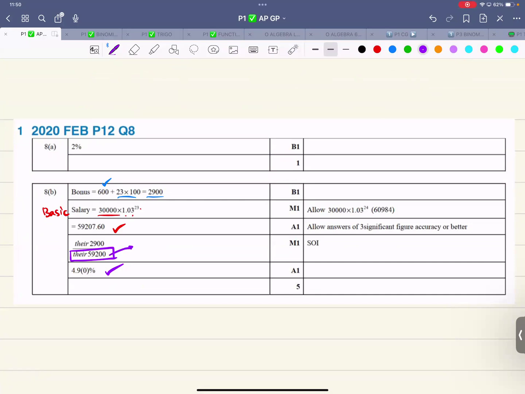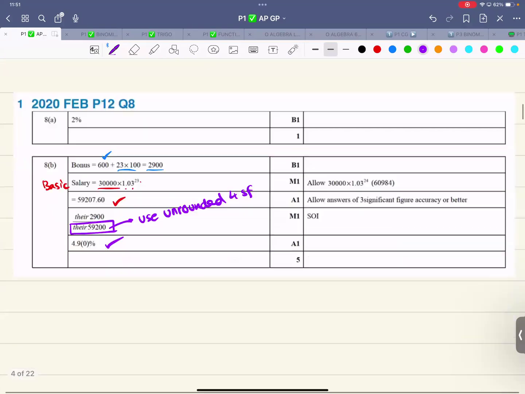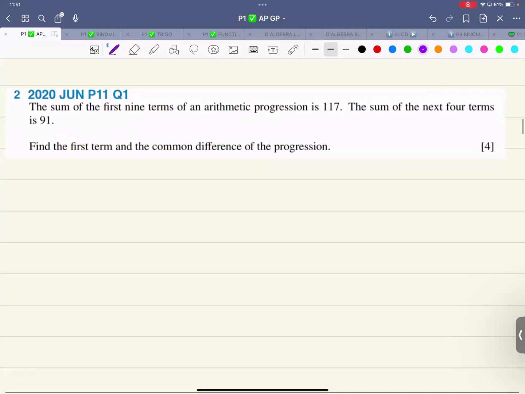In my view, this is their 59200. That means they have used this value. You people must have used some other value. So officially, you should use the unrounded 4 significant figure value. Even if you use this many significant figures, that's not an issue. This is perfectly fine. So now this question is done. Let's move to the next one.